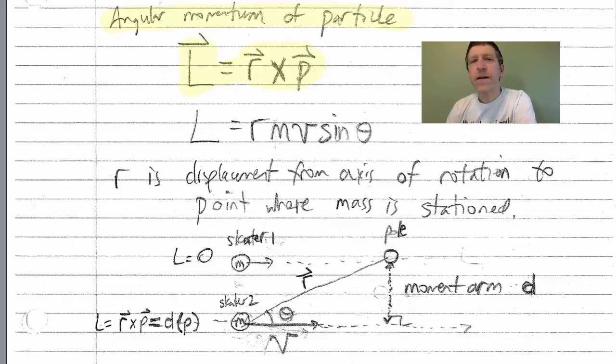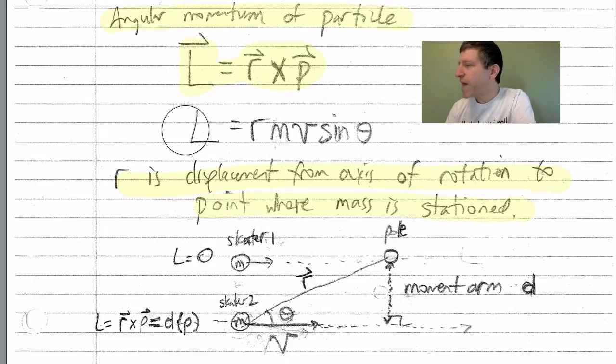And here again, R, we must remember what R is. Well, this is where a particle is moving of mass m. So R is, again, the displacement from the axis of rotation to the point where the mass is stationed. So for angular momenta of particles, we again have to use this definition of R. Displacement from axis of rotation to point where mass is stationed.